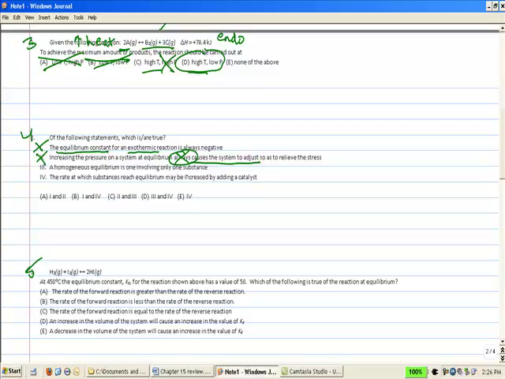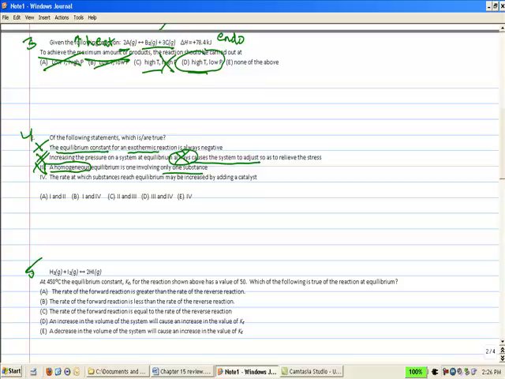3, a homogeneous equilibrium is one involving only one substance. Involving only one substance or involving substances of the same type, such as all gases or all aqueous solutions. So it does not necessarily have to only involve one substance. It just has to involve things that are all in the same state. So they all have to be gases or all aqueous. That's what homogeneous means. So 3 is false too.